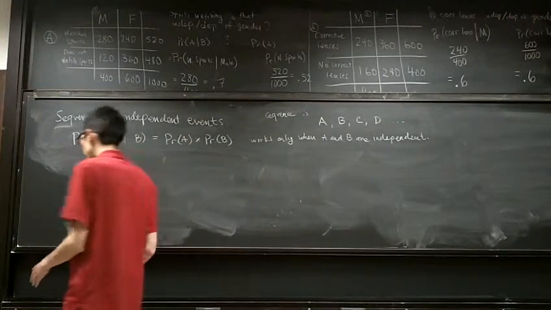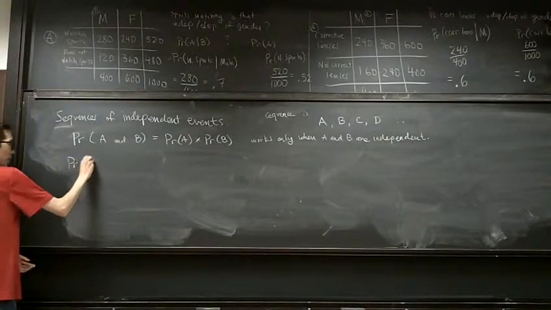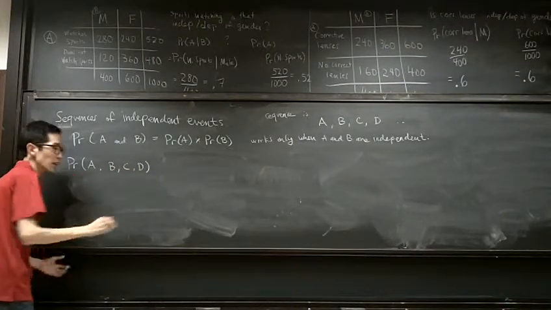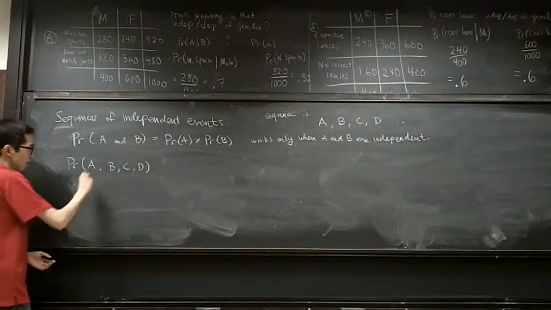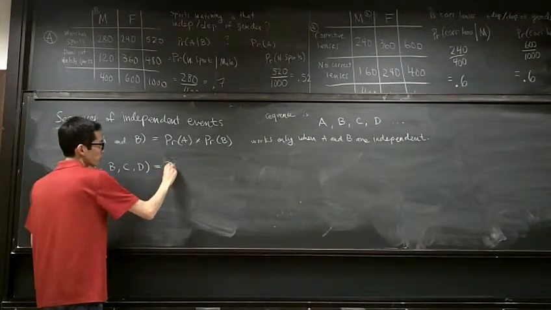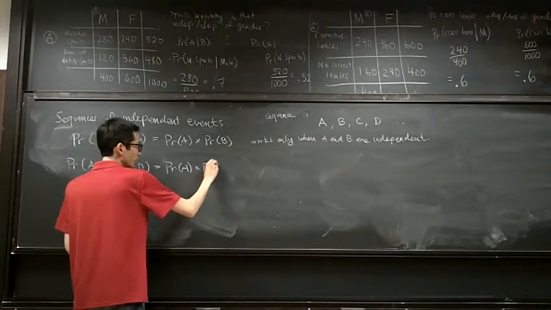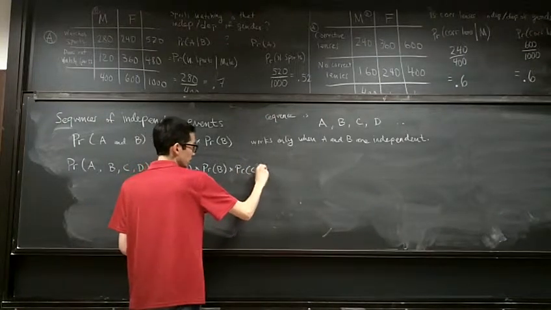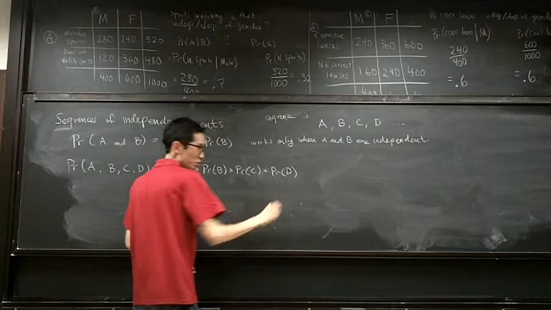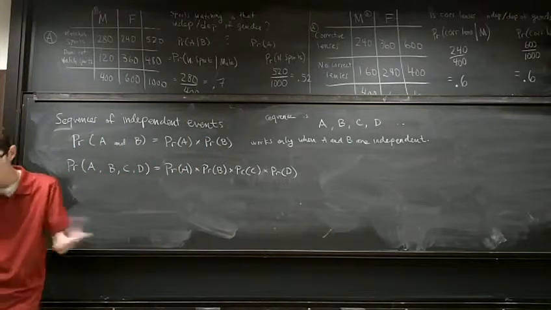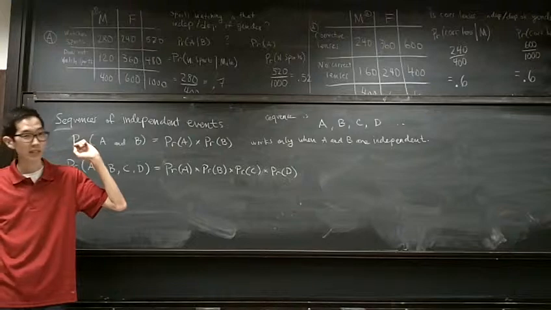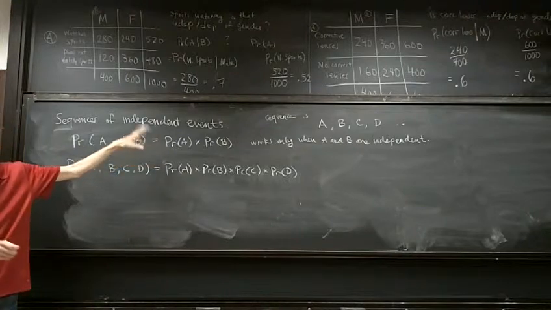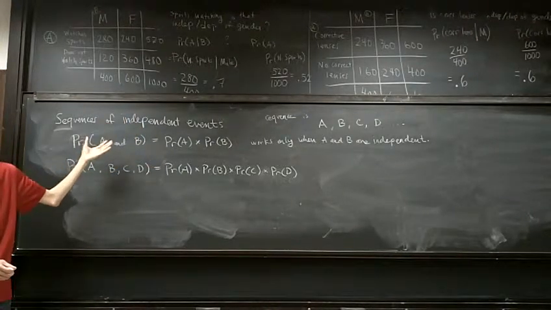So if A, B, C, and D are all independent, then the probability of A and B and C and D all happening, so this is A, then B, then C, then D, is equal to the probability of A times the probability of B times the probability of C times the probability of D, and so on. So you can expand this to as many sequences, or as long of a sequence as you need. So the probability of A and B is the probability of A times the probability of B. Again, this only applies when A and B are independent.